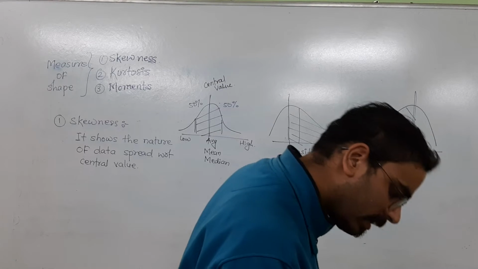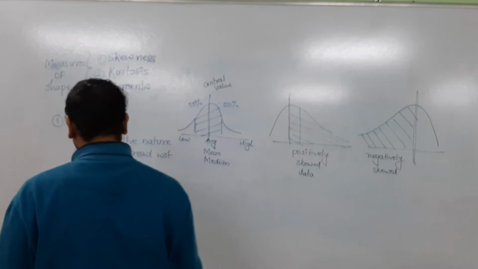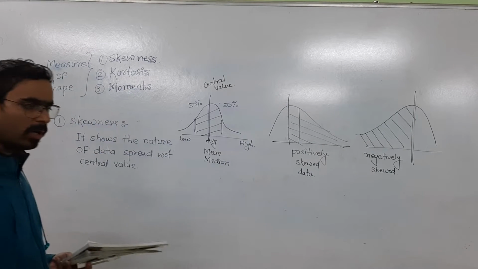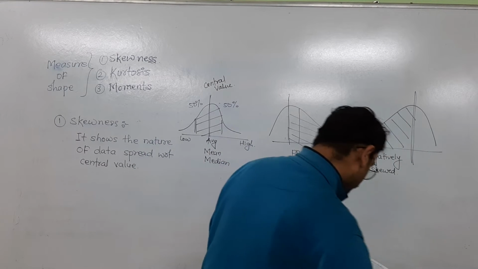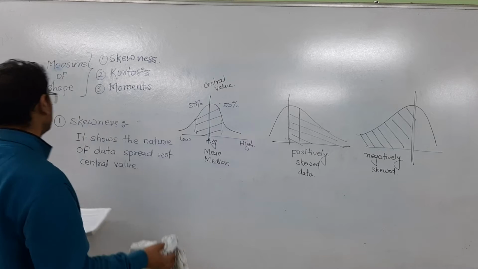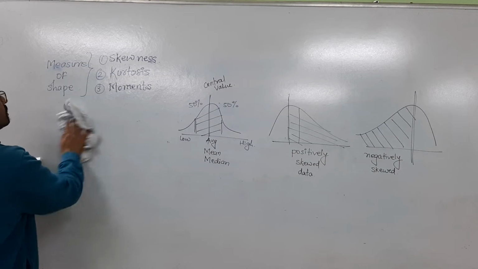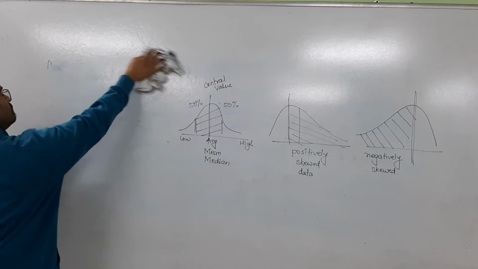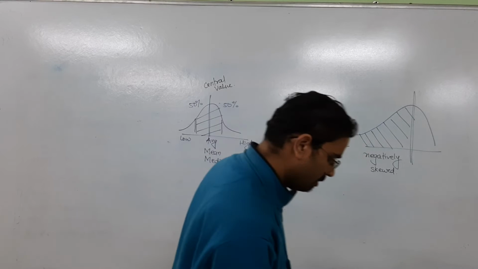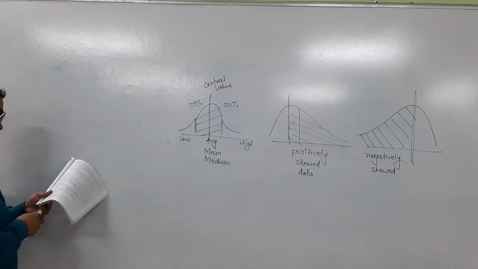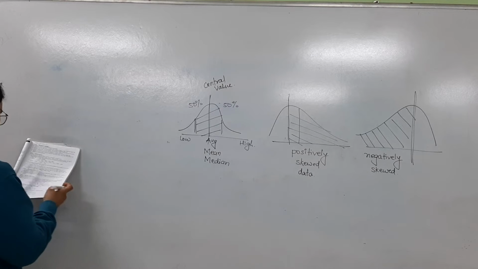Okay, so we will directly see the formulas. We have formulas to measure skewness. There are two formulas. One is the Karl-Pearson coefficient of skewness. So we will directly see the formula and we will see how to solve the examples based on the formula. Okay. So, Karl-Pearson coefficient of skewness.